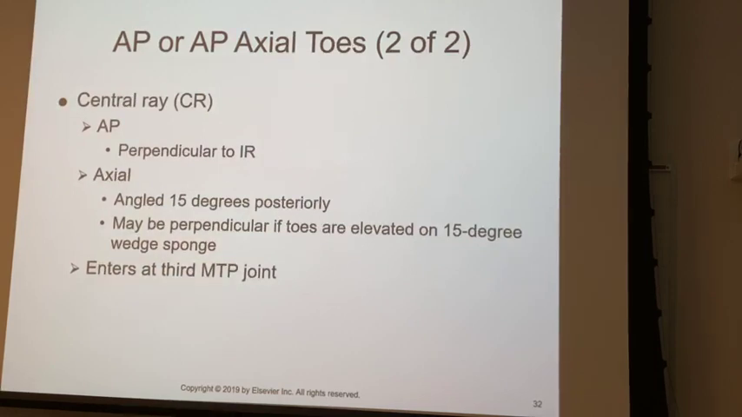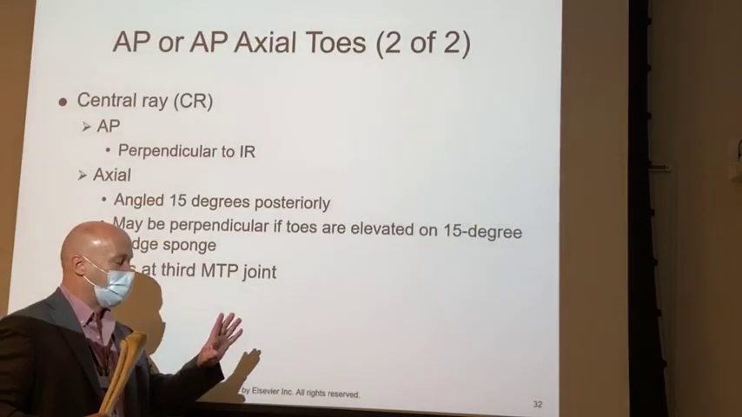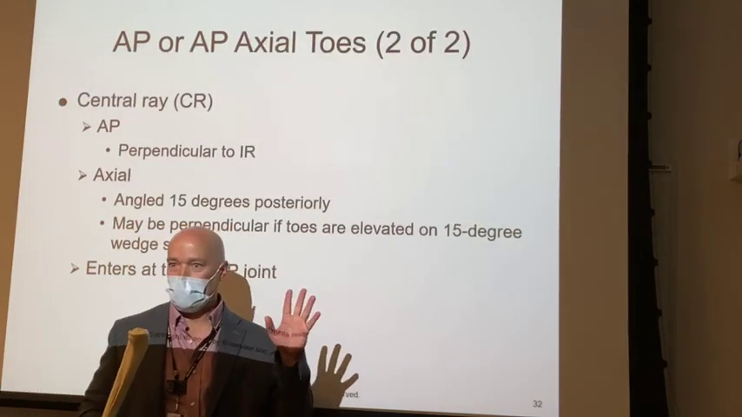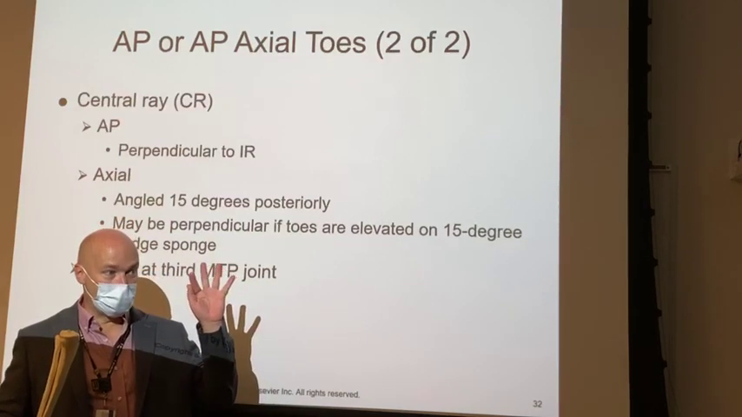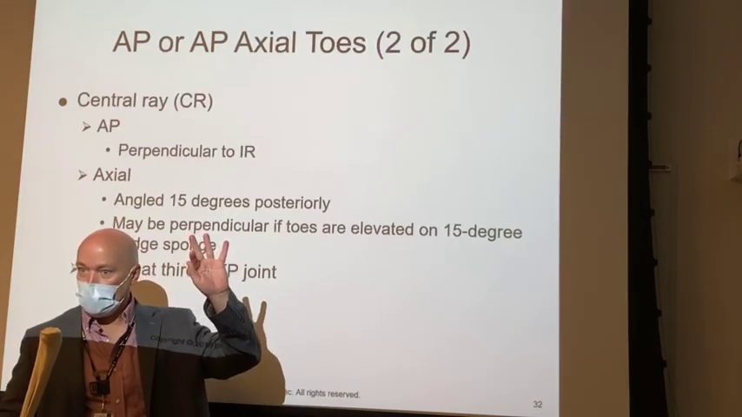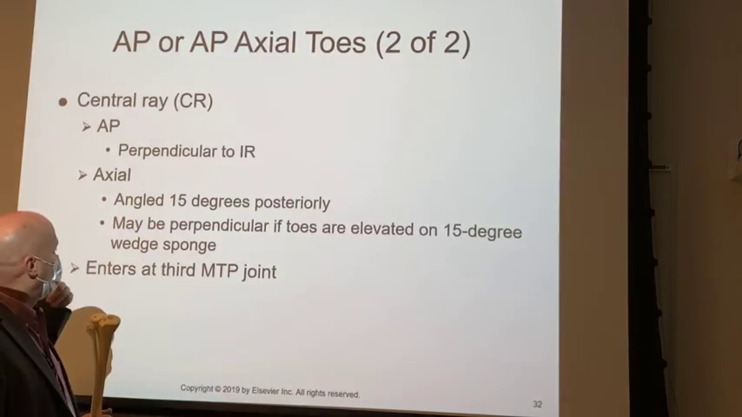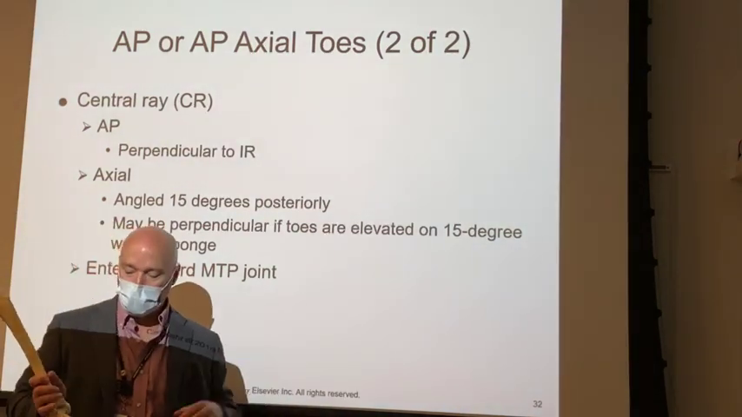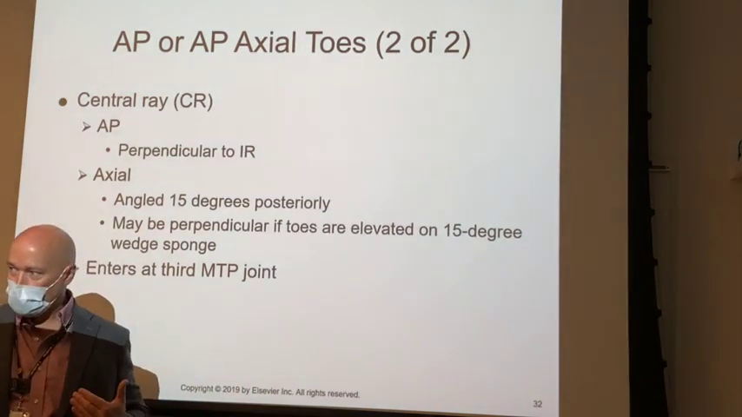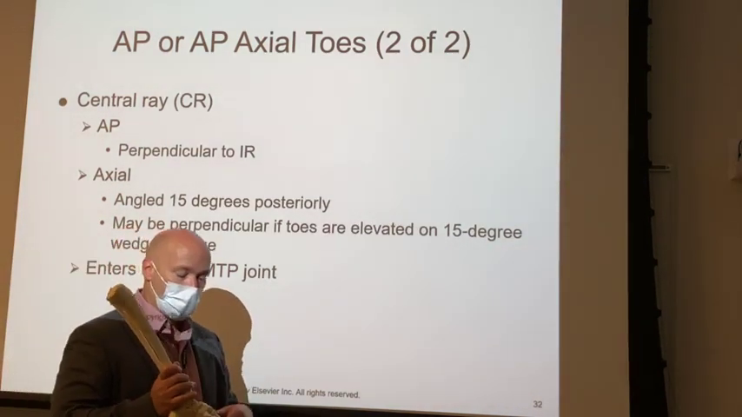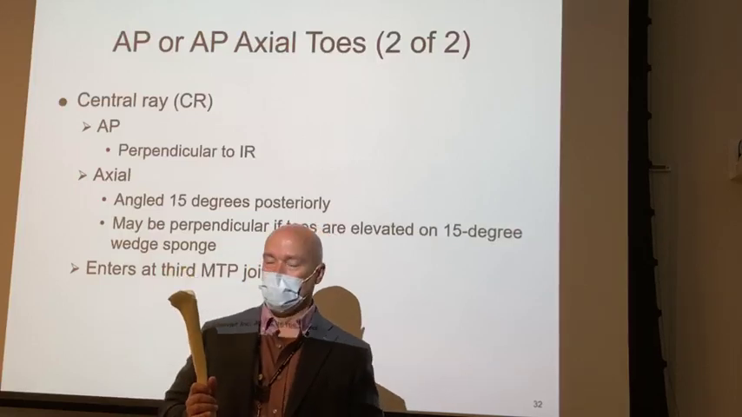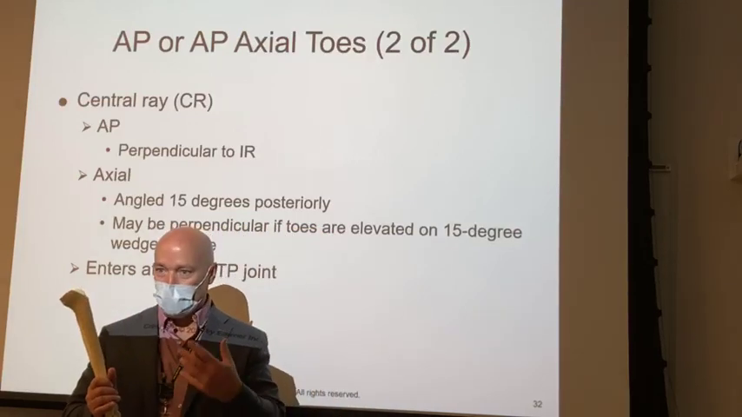Okay. So it's axial, and it enters at the third metatarsophalangeal joint. So again, a difference: if we were shooting individual fingers, where did we put our central ray? Interphalangeal joint, right? But on the foot, we're going to put it at the third metatarsophalangeal joint. You're going to see all of the phalanges, every one of them, but you're going to put it at the metatarsophalangeal joint for the same reason that you're going to shoot all of them.